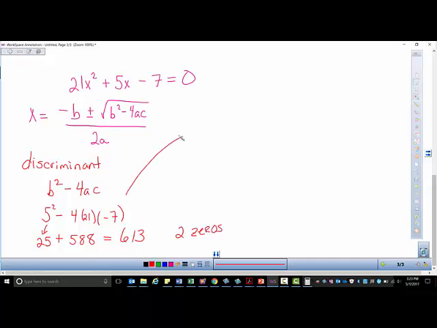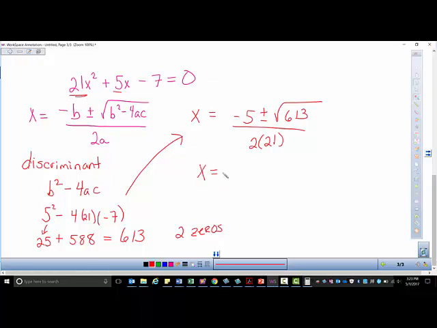So then I come back up here. I say x equals the opposite of b, so the opposite of 5, so I get negative 5, plus or minus the square root of 613, all over 2 times a, which is 21, because a is 21.